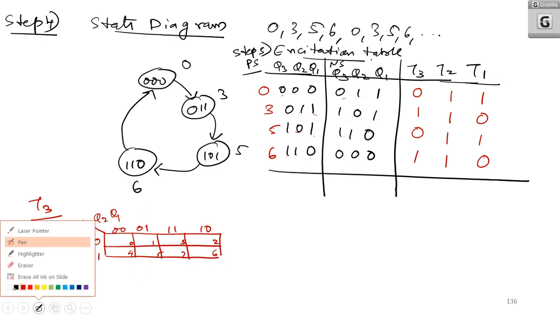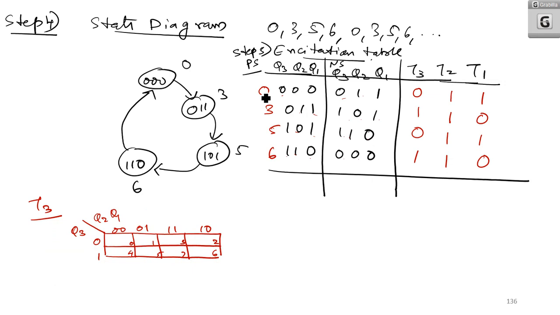So how to write the values? At 0 it is 0. At 3 it is 1. At 5 it is 0. At 6, T3 is 1. All others you can keep as don't care.